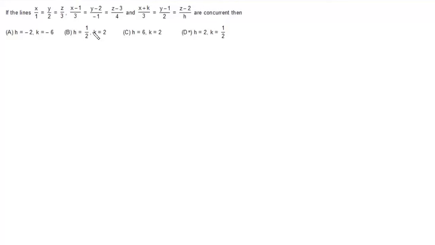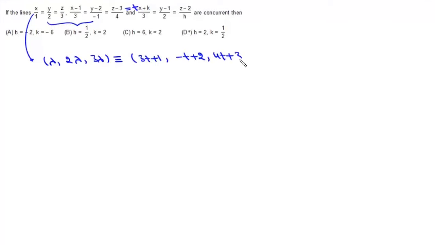Now here the question is, if the three lines are concurrent, then we need to find the values of h and k. So what we'll do is, we'll first solve these two lines and then find their point of intersection. A general point on this first line will be lambda, 2 lambda and 3 lambda, and it will be equal to a general point on the second line, in terms of parameter t, which is 3t plus 1, minus t plus 2, and then 4t plus 3.